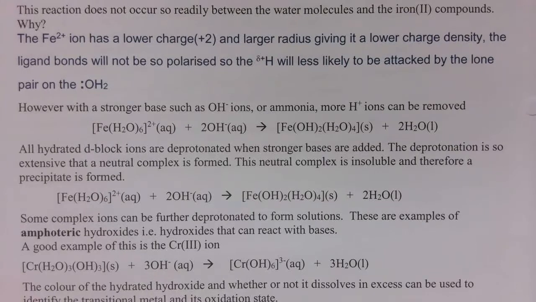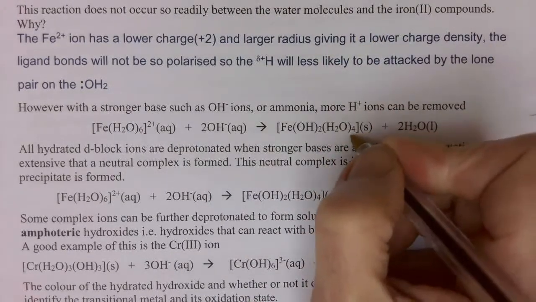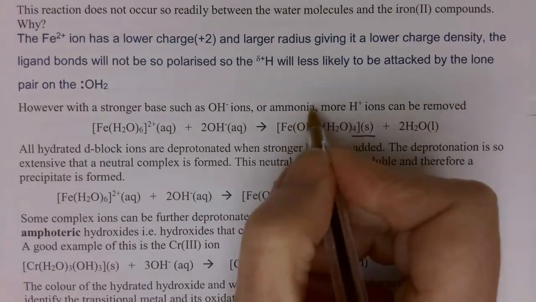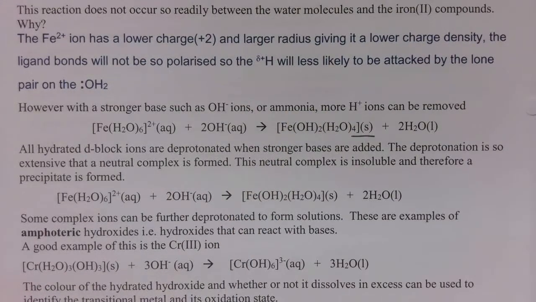However, if you have a stronger base, such as the hydroxide or ammonia ions, then you can remove more of the hydrogen ions. You can do that until you get to a solid. In other words, once this is neutral, it will drop out of solution. So as long as you've deprotonated enough times to make a neutral complex, that complex will then drop out of solution as a solid.